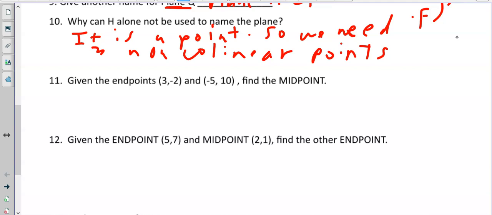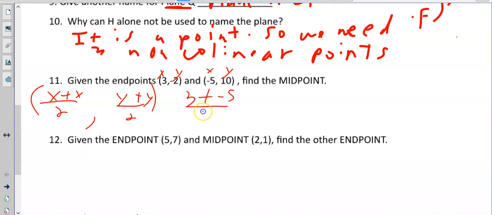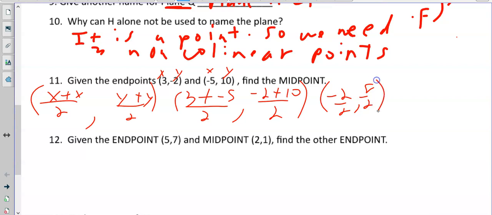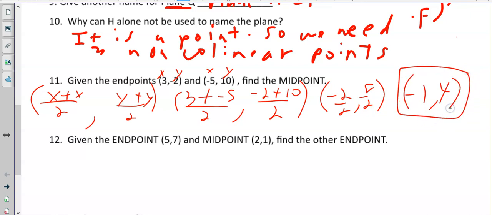All right, given the endpoints, this is the easy one, okay? Remember, the simple formula, x plus x divided by 2, and y plus y divided by 2. So, if it helps, label these x and y, and we write 3 plus negative 5 divided by 2, and negative 2 plus 10 divided by 2. So 3 minus 5, or 3 plus negative 5, is negative 2 over 2. And 10 minus 2 is 8 over 2. And that simplifies finally to negative 1, comma 4. And there is my answer. That's the midpoint.